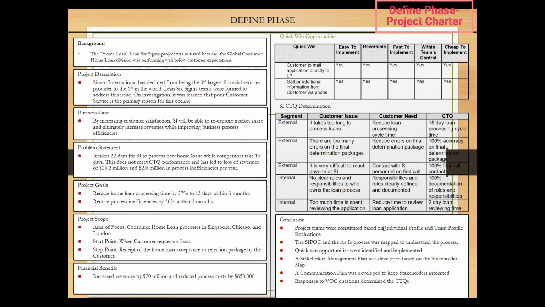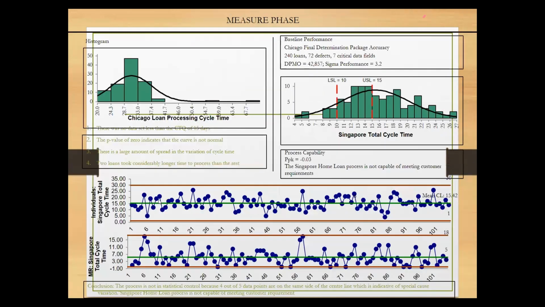These are all the ones you can see here. The bottom line is that the project charter shall not have two things: number one, a prescribed solution; number two, it should not contain the cost, because we are going to measure and analyze the cost in the upcoming phases. We are not going to discuss it in the project charter. Very importantly, whenever you state a goal, start with the verb: reduce home loan processing time, reduce the process inefficiency, and so on.